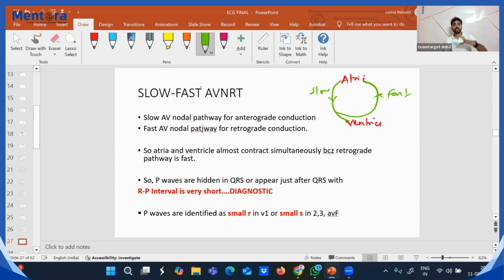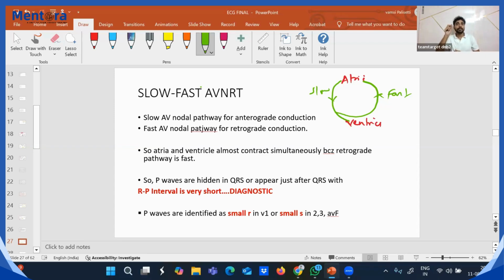Okay. So now what is going to happen from the atria? It came here in the slow pathway. Then it starts ventricle depolarization. The ventricle is depolarized. The QRS complex has come. But before the QRS complex is coming like this, fast it will go to the atria also. Atria also contract. So atria contract immediately along with the ventricle. Why? Because it's taking the fast pathway. So because it's taking the fast pathway, your atria simultaneously contract with the ventricle.